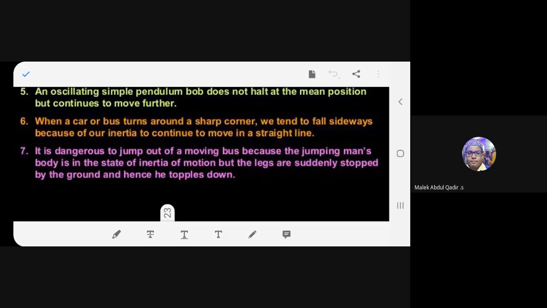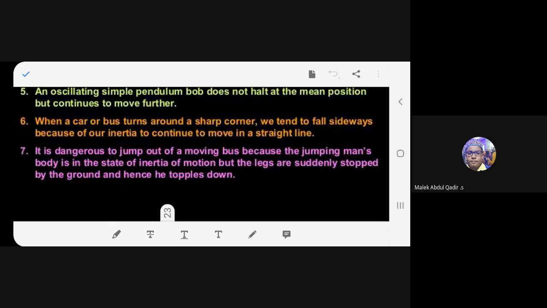The last one, please. It is dangerous to jump out of a moving bus because the jumping man's body is in the state of inertia of motion, but the legs are suddenly stopped by the ground and hence he topples down. Have you ever tried? Never ever try.